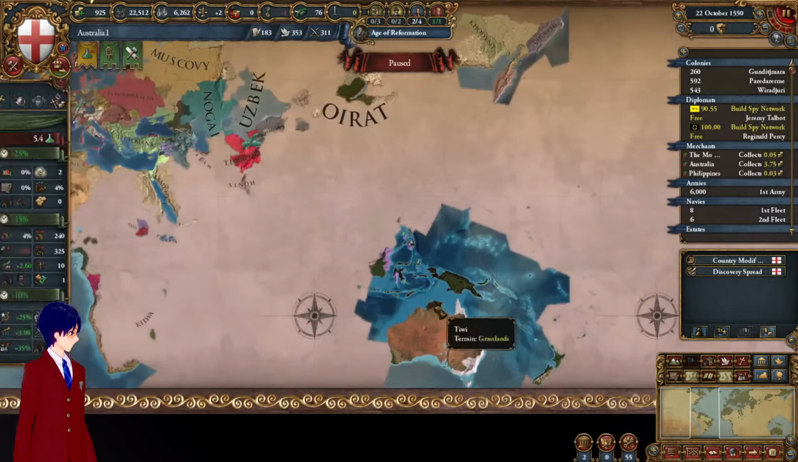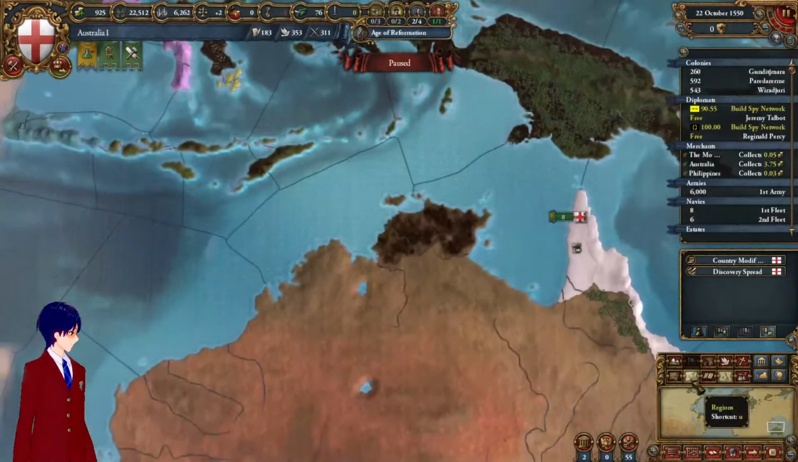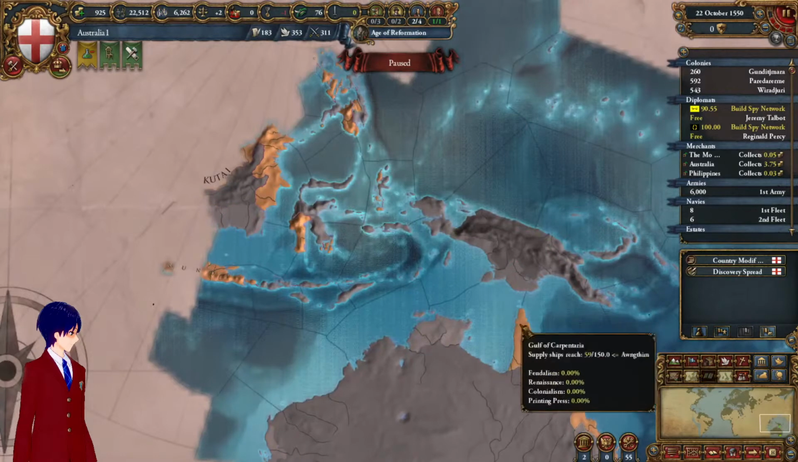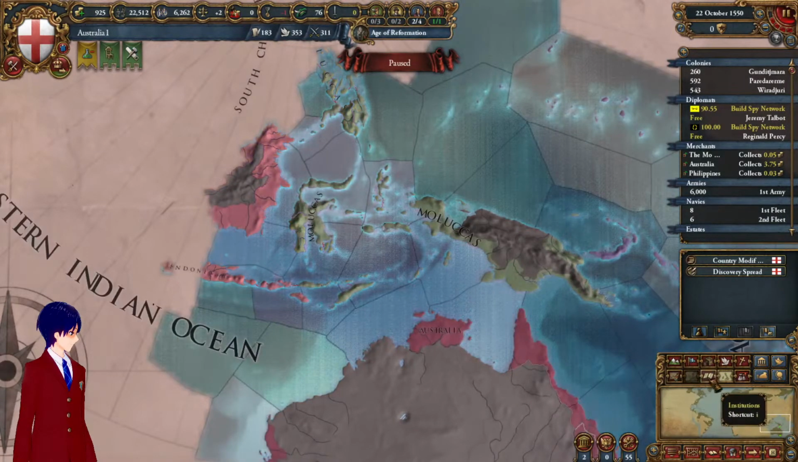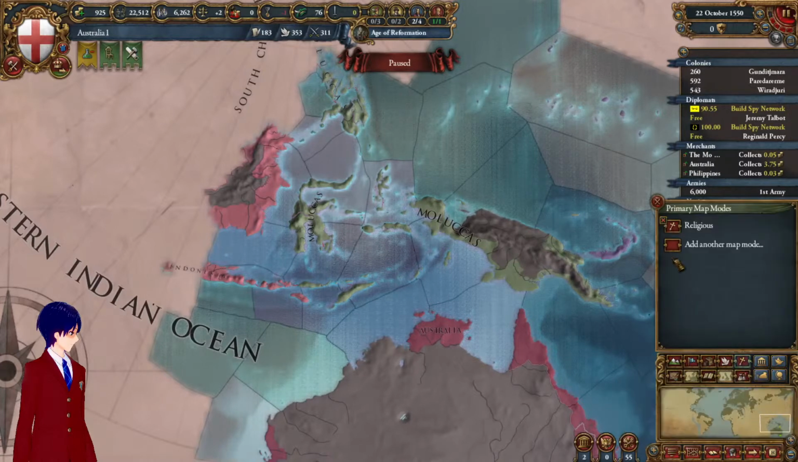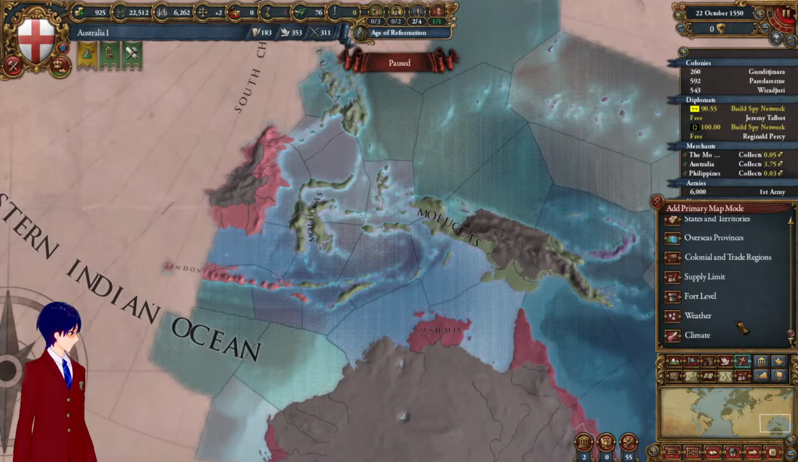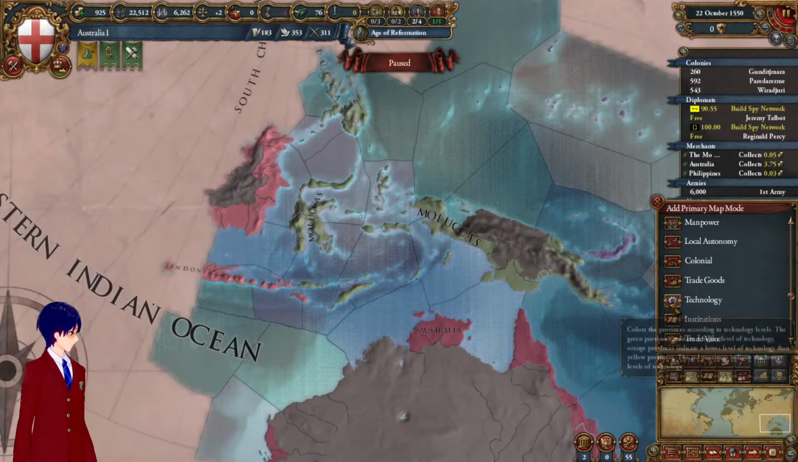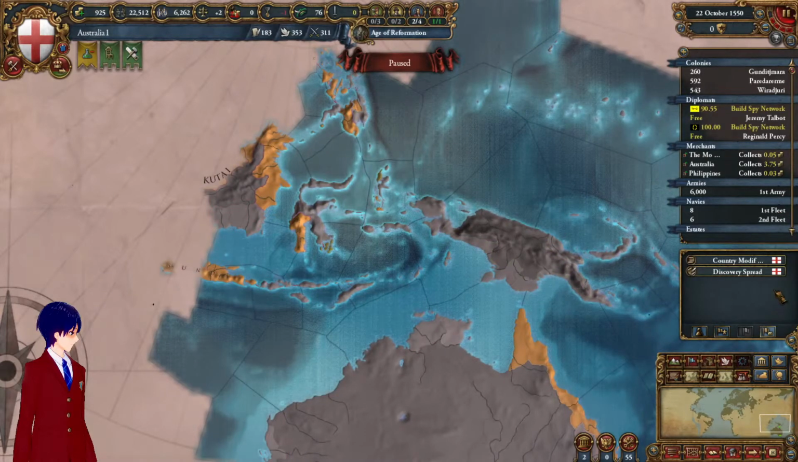Do I have neighbors that are ahead of time for me? That's weird. There must be a tech one. Hold on. Let's add a tech map to this. Technology. There we go.